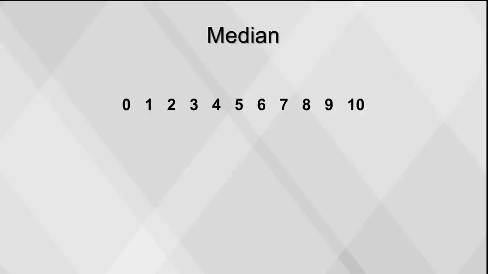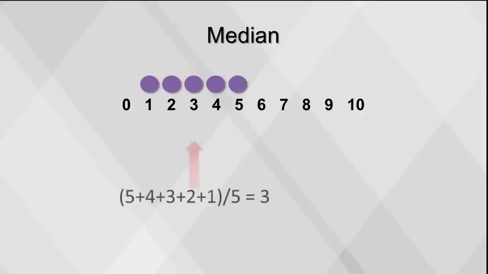The median is not impacted by outliers. Here, our median of the 5 values is 3. If we add the value 10 to the set of values, our median is still 3.